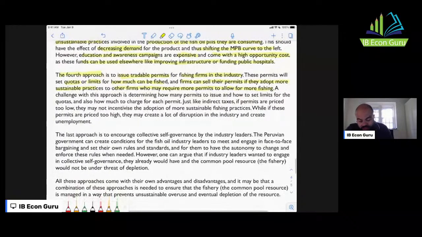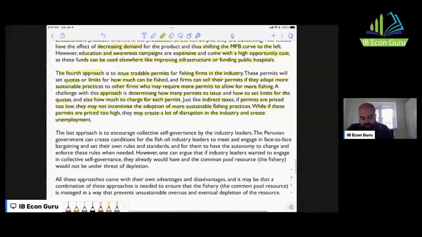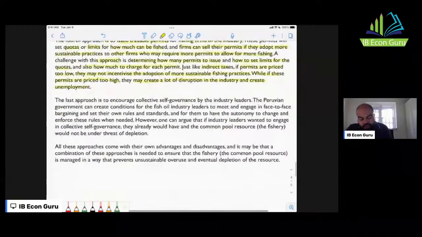A challenge with this approach, I'm evaluating again, is determining how many permits to issue and how to set limits for the quotas, and also how much to charge for each permit. Just like indirect taxes, if permits are priced too low, they may not incentivize the adoption of more sustainable fishing practices. While if these permits are priced too high, they may create a lot of disruption in the industry and create unemployment. The last approach is to encourage collective self governance by industry leaders.